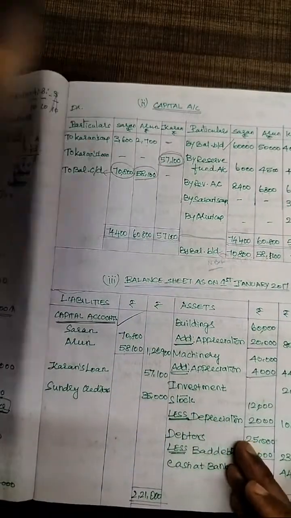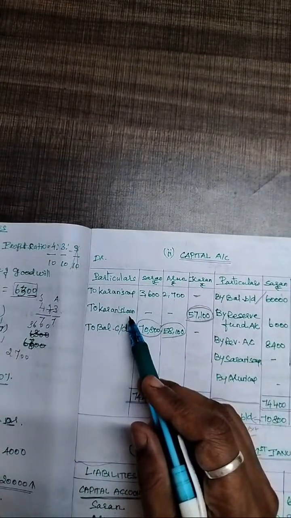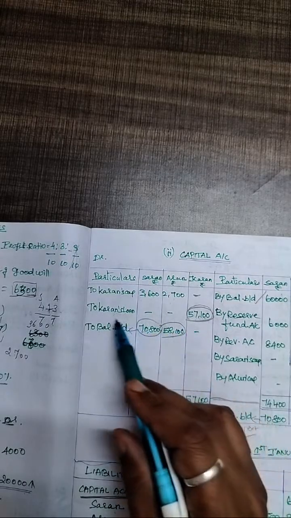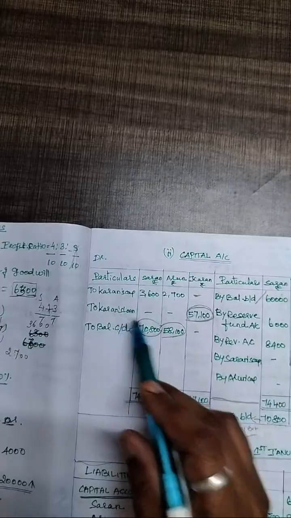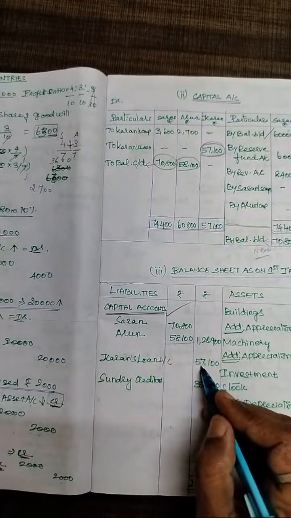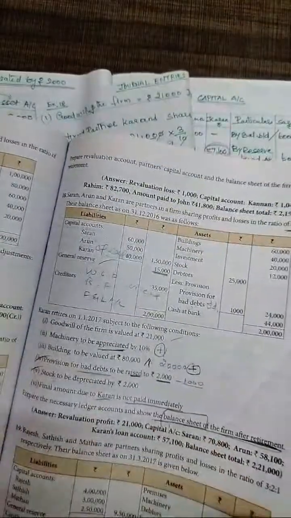Okay, let's take this. Karan has retired from the partnership. If the continuing partners settle Karan's amount, no, it's not settled immediately, so it is converted into Karan's loan amount. So Karan's loan account is entered on the liability side, 57,100 rupees. Okay, let's come to the question.